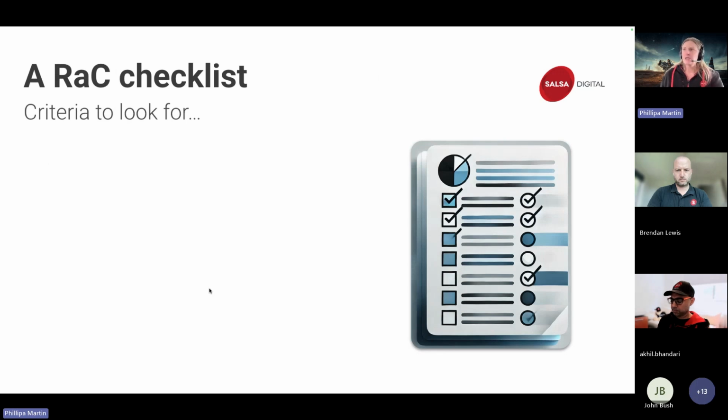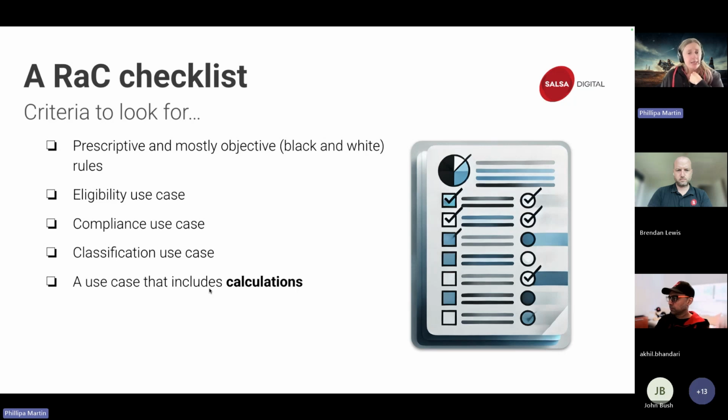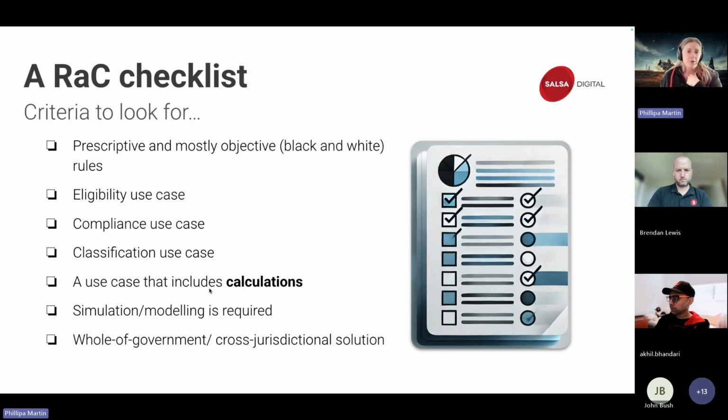I did for that presentation create this bit of a checklist, so, you know, criteria to look for. So prescriptive and mostly objective black and white rules, big tick for Rules as Code. Eligibility use cases usually work really well. As I said, compliance, classifications as well. A use case that includes calculations, a use case where you're wanting to do some simulation or modeling. And of course, whole of government or cross-jurisdictional solutions.